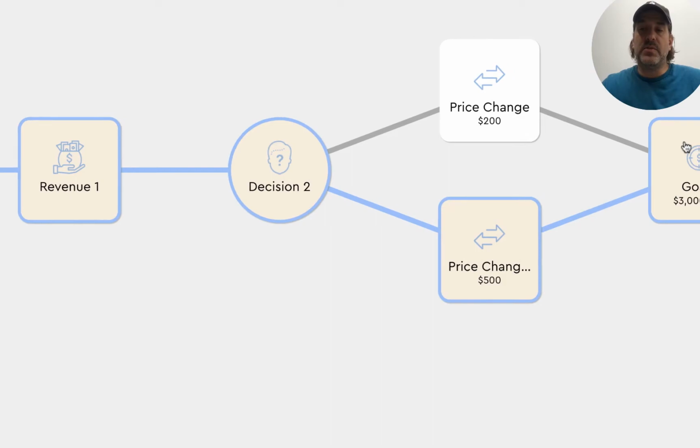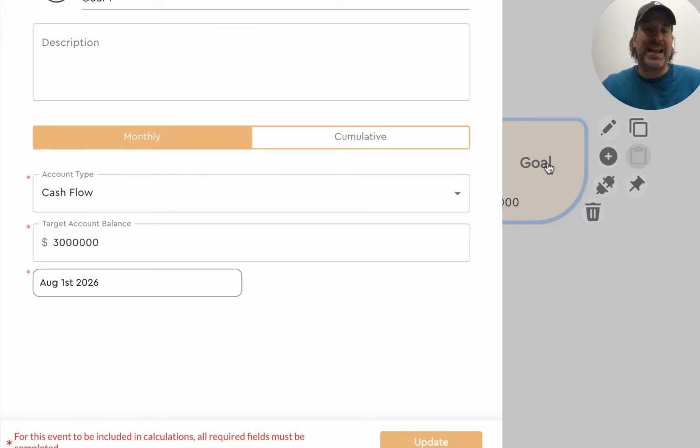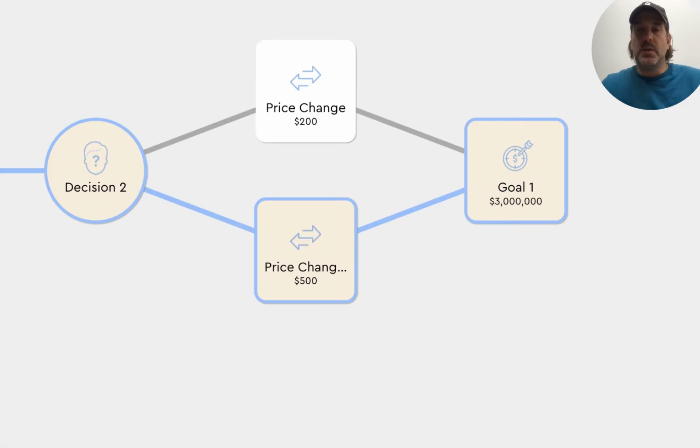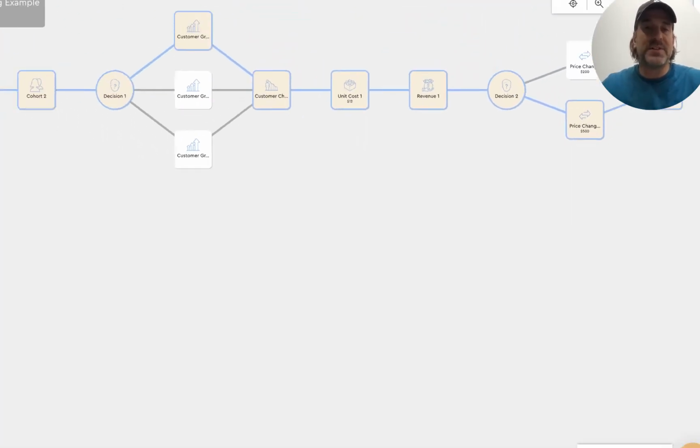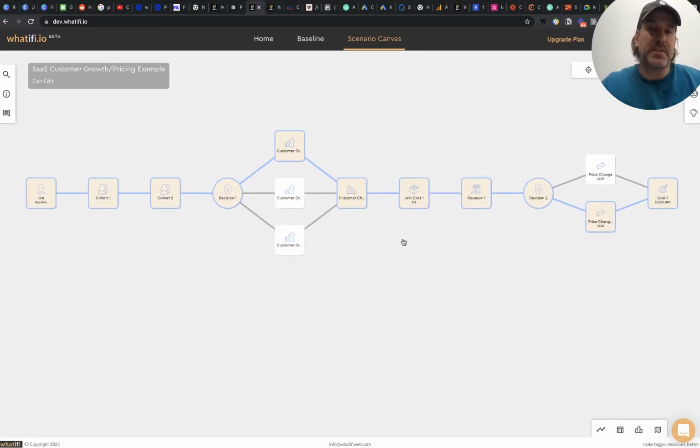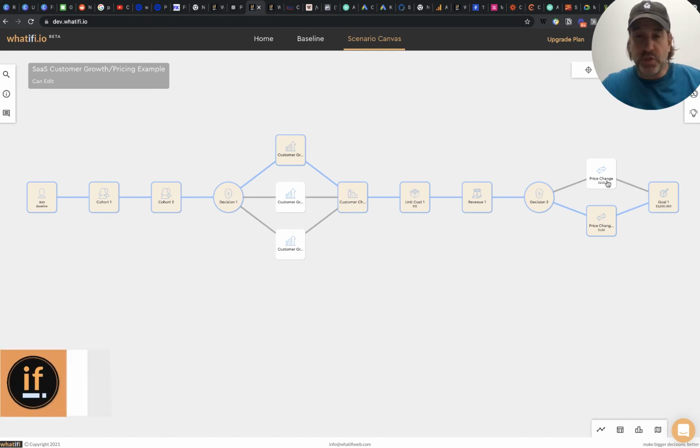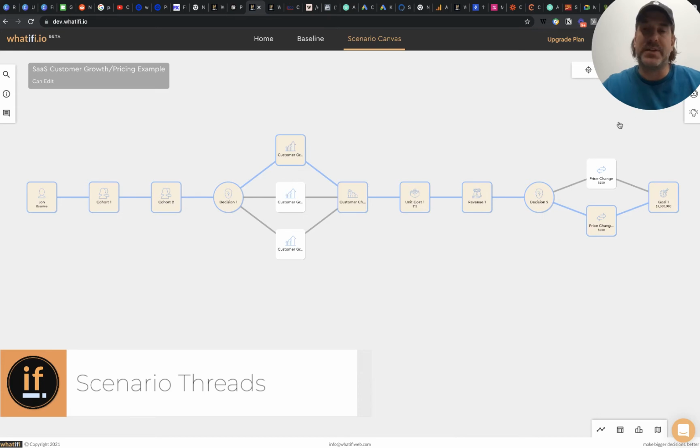And all of that funnels into a goal event here at the end of the stack, which is saying that we eventually want to get to the stage that we have $3 million a month in MRR cash flow coming in as effective August 1st, 2026. All examples here. So first things first, we have our 6 different potential paths. Customer growth, price change 1, customer growth 2, price change 1, customer growth 3, price change 1, etc., etc.